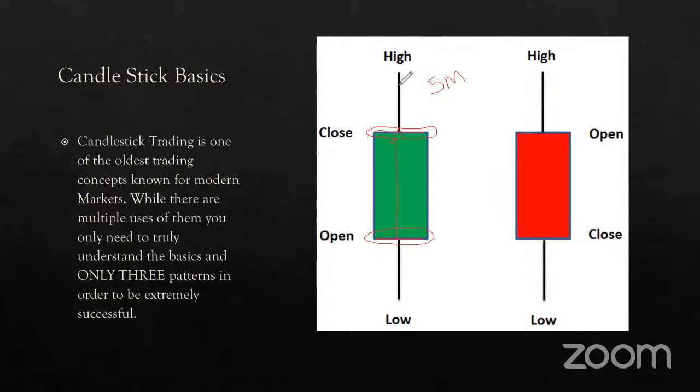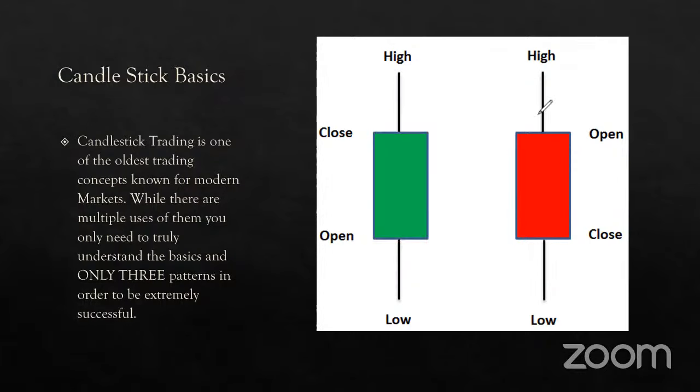Now here are your wicks. I have a wick above me and I have a wick below me. Now what does this mean? During this same 5-minute period, the market opened here. It traveled down here. It traveled back up to this point, and then eventually came back and closed here.